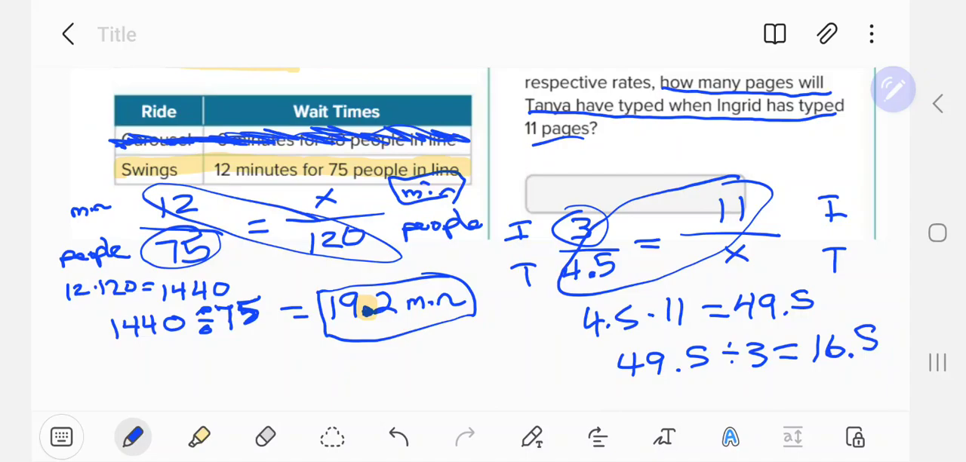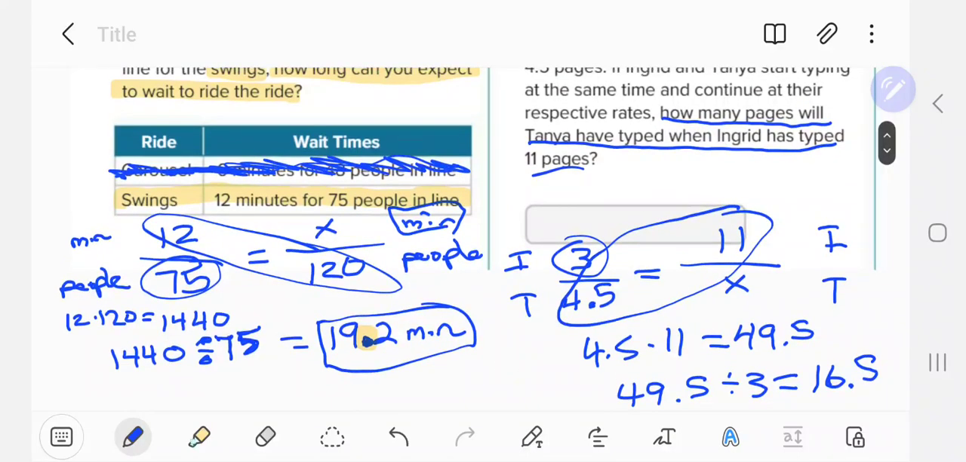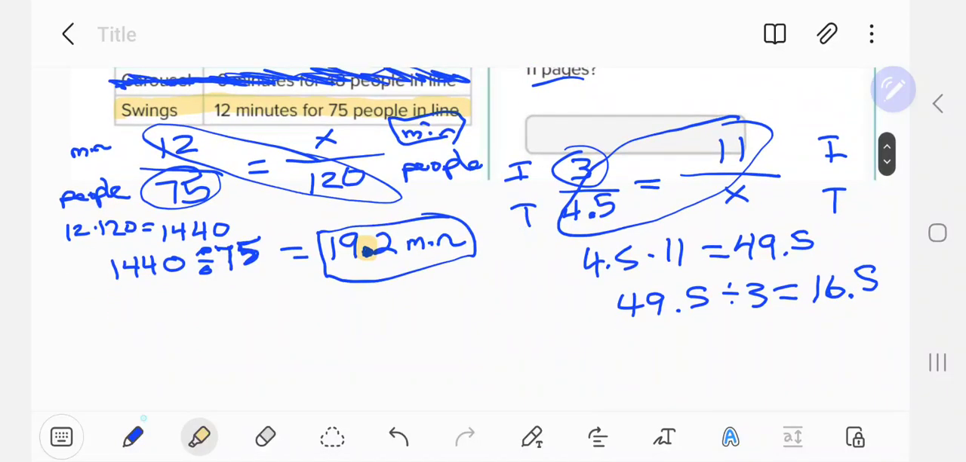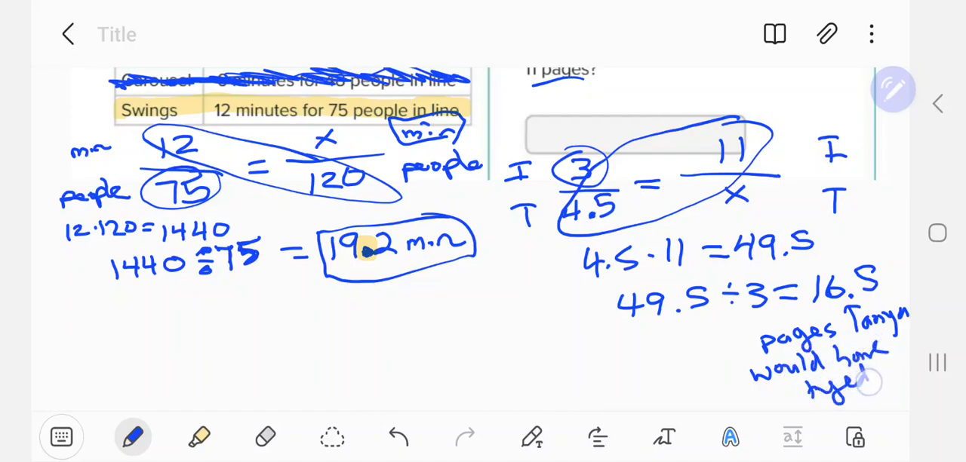And that gives us 16.5. Now we always go back and read through what they asked us about, just to make sure. How many pages will Tanya have typed? So this is our answer: 16.5 pages Tanya would have typed. And there you have it.